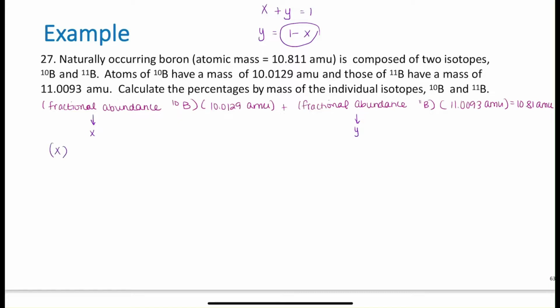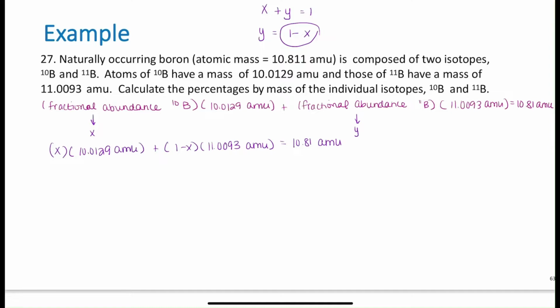So I'm going to have X times 10.0129 AMU plus 1 minus X times 11.0093 AMU equals 10.81 AMU. Now I'm not going to write units throughout this whole calculation because they just kind of get in my way, but don't leave your units off at the very end. We'll realize that your units actually do cancel out at the very end. They divide out from each other.